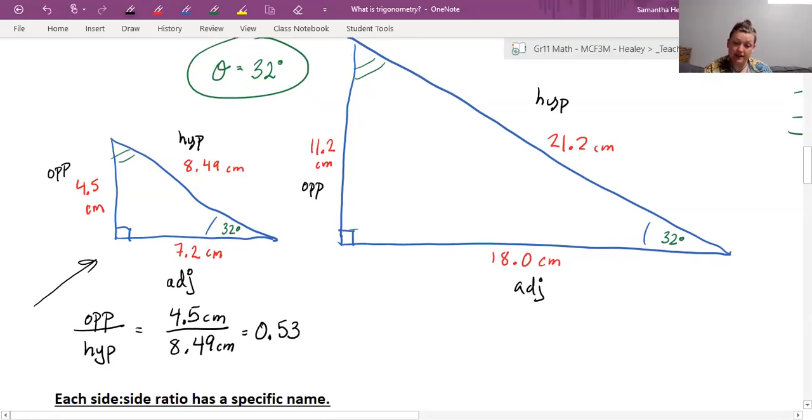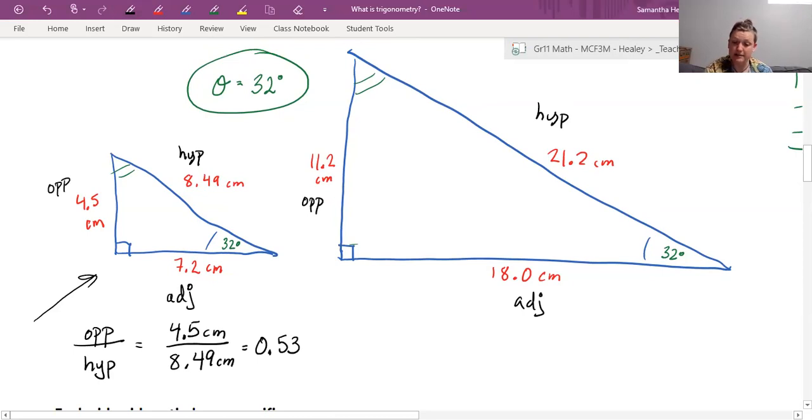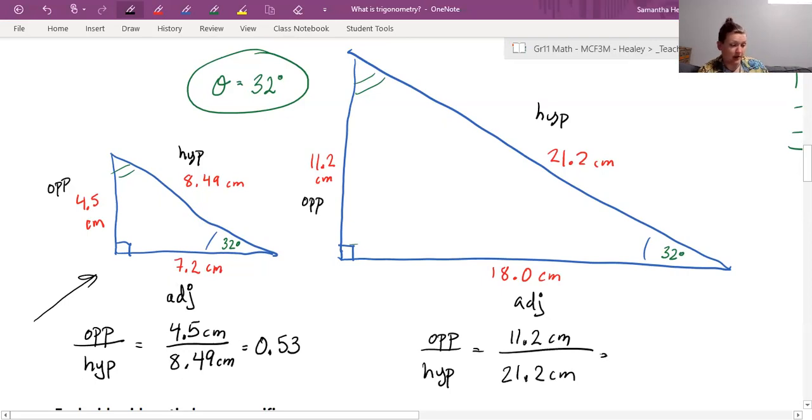So I'd like you guys to calculate, okay, for this big triangle, what's the ratio of the big triangle's opposite side to the big triangle's hypotenuse side, and round it to 2 decimal places. So when you do that, you take the opposite side, that 11.2 centimeters, and you divide it by the length of the hypotenuse side, that 21.2 centimeters. And when you do that, 11.2 divided by 21.2, you end up with 0.528, which you round to 0.53.